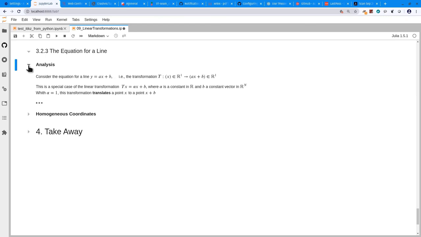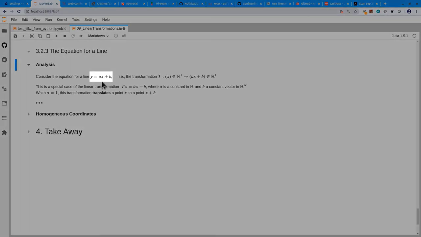Let's look at the equation of a line. So let's look at the function f of x is equal to ax plus b. And we already know that we can think of that as a linear transformation. Namely, I start with an entry x in R1, so a vector in R1, and I transform that into the vector ax plus b that's also in R1. So that line is actually a transformation.